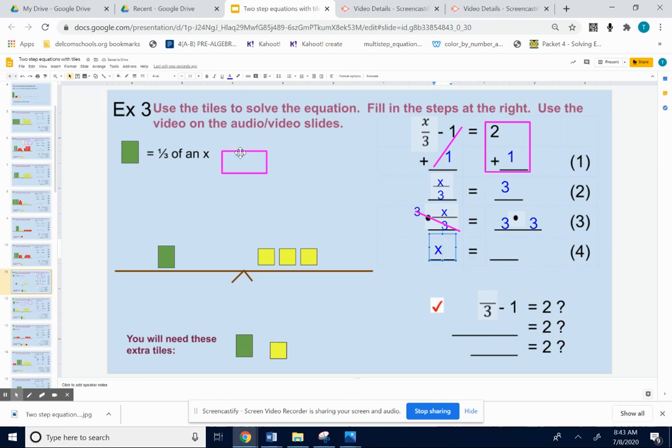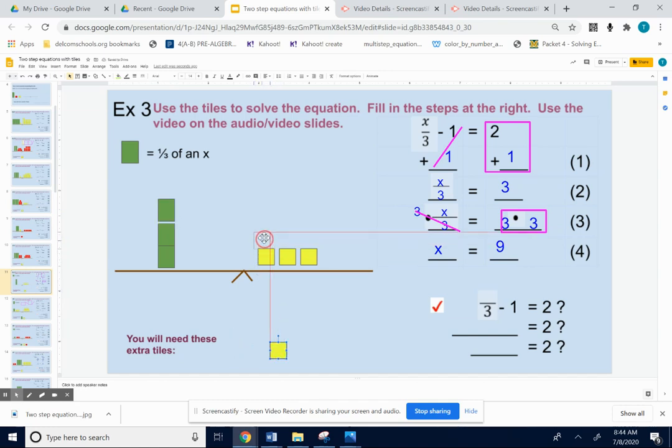And then on the right-hand side, you're really just looking at 3 times 3. And 3 times 3 is 9. Okay? And in the visual, if you multiply 1/3 of an x by 3, you get the entire x. And if you multiply the left by 3, you've got to multiply the right by 3. Just to remind you what we did the other day. And you would get the 9.